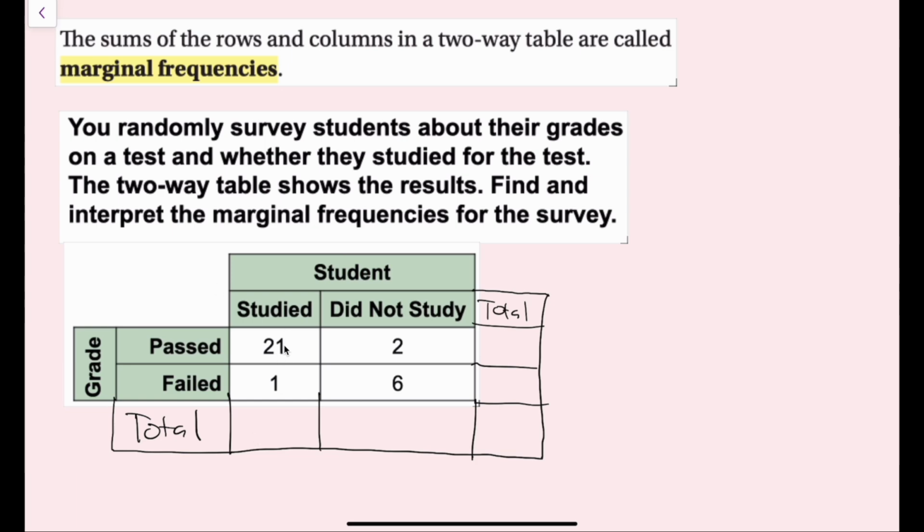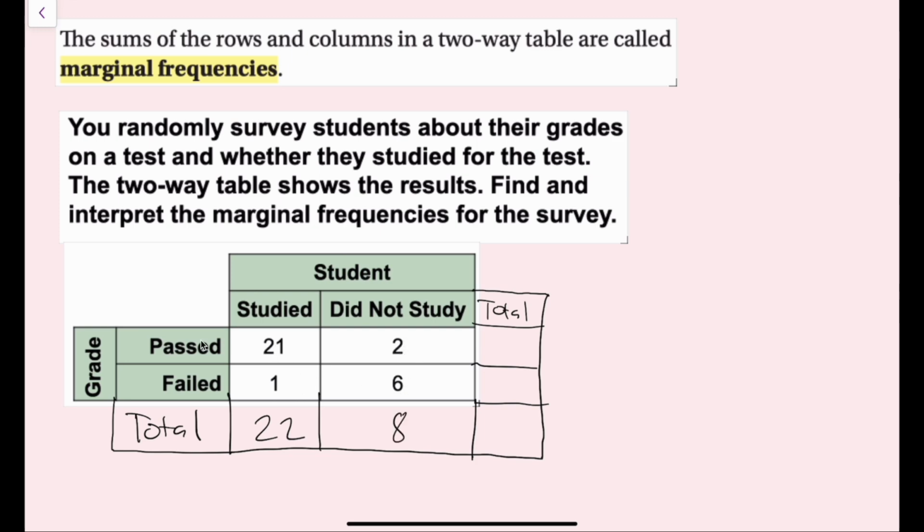So I know that I have 21 students who passed and studied, and then I have 1 student who failed and studied. So to find the total amount of students who studied, I just add these 2 numbers. So 21 plus 1 is 22. And then the total students who did not study is going to be 2 plus 6, which equals 8.